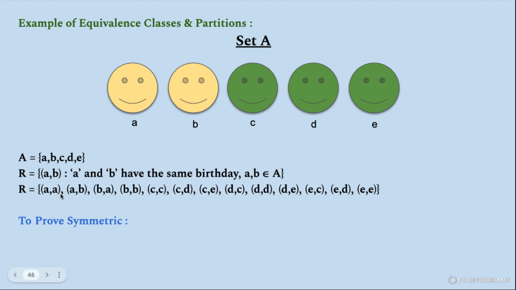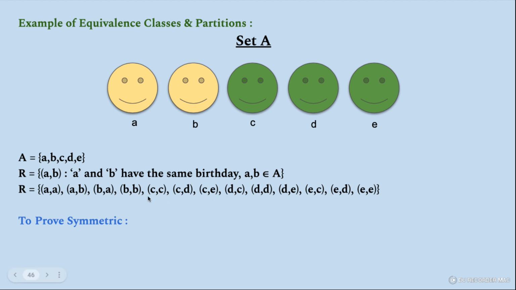For every (A, B), is (B, A) there? Of course it is. So for (A, A), (A, A) is there. (A, B), (B, A) is there. (B, B), (B, B). (C, C), (C, C). (C, D), you have (D, C). (C, E), you have (E, C). (D, E), (E, D). (E, C), you have (C, E).